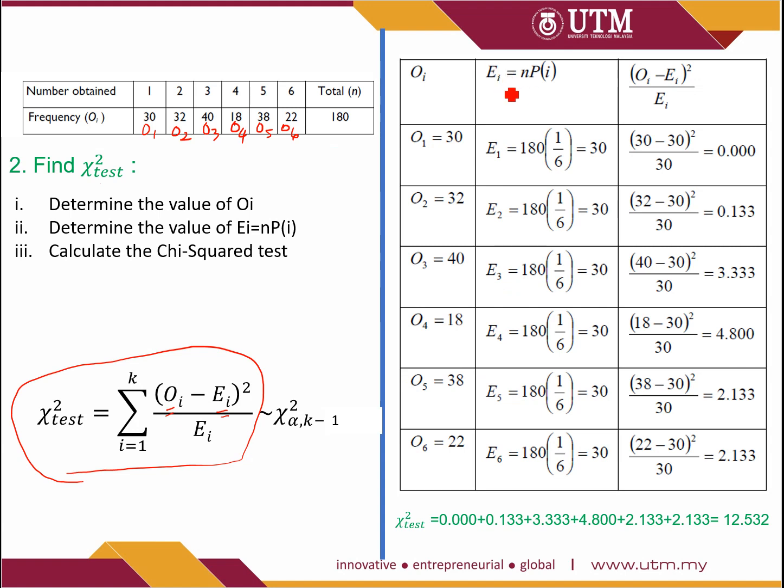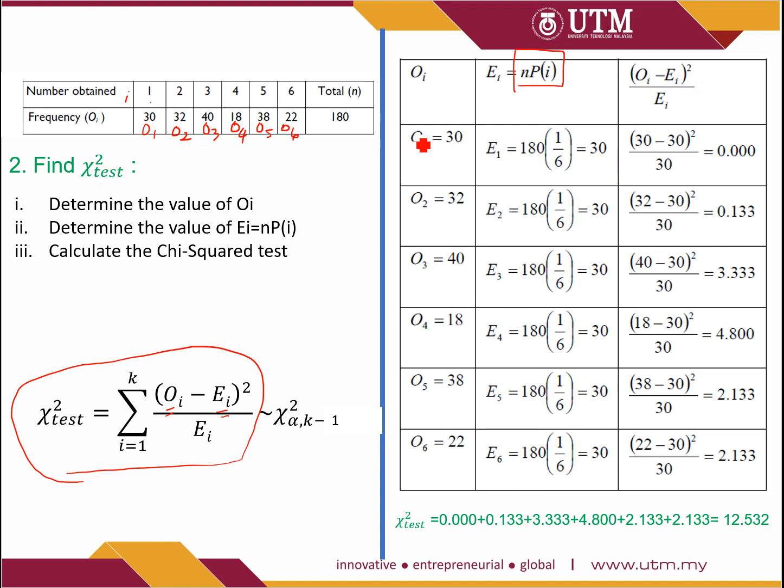And then remember to find the value of your Ei. So the formula of Ei is n times the probability of Pi. So i is the number of category. So your n for every i is 180. However, your Pi is different, but since we want to find a fair dice, that means the Pi for every category from 1 to 6 is the same, which is 1/6. So just times 180 times 1/6, so you will get 30 for every Ei.